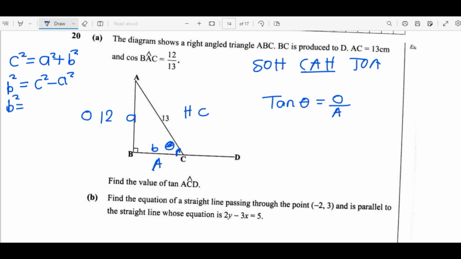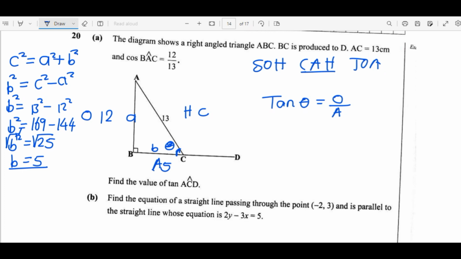So B squared is equal to, what's our C? 13 squared. What's our A? 12 squared. Which is B squared is equal to 13 times 13, 169. 12 times 12 is 144. Then the difference between these two numbers will give us 25. Then we take the square root here. B is equal to 5. So here there is a 5. We can now proceed by finding that.